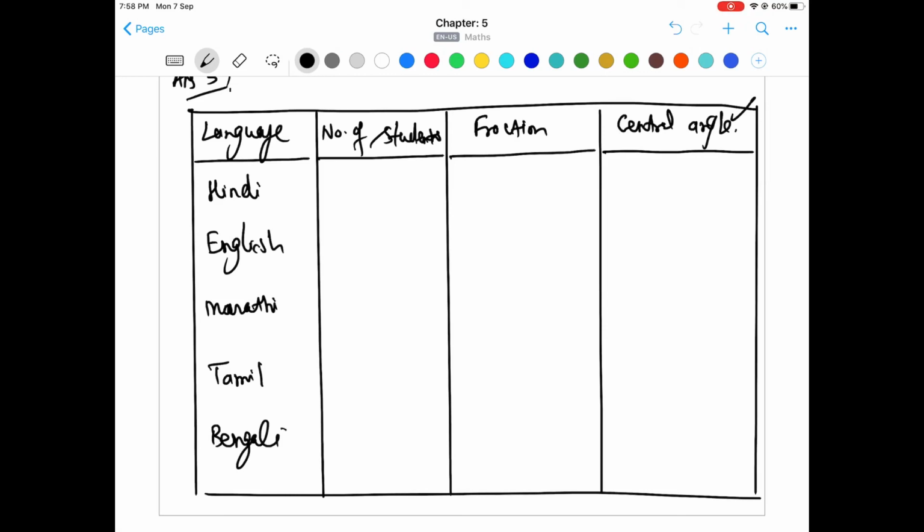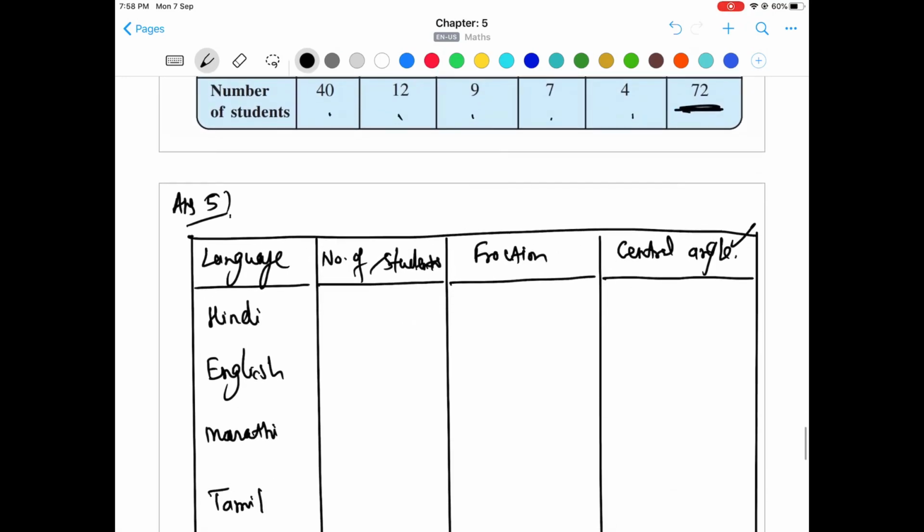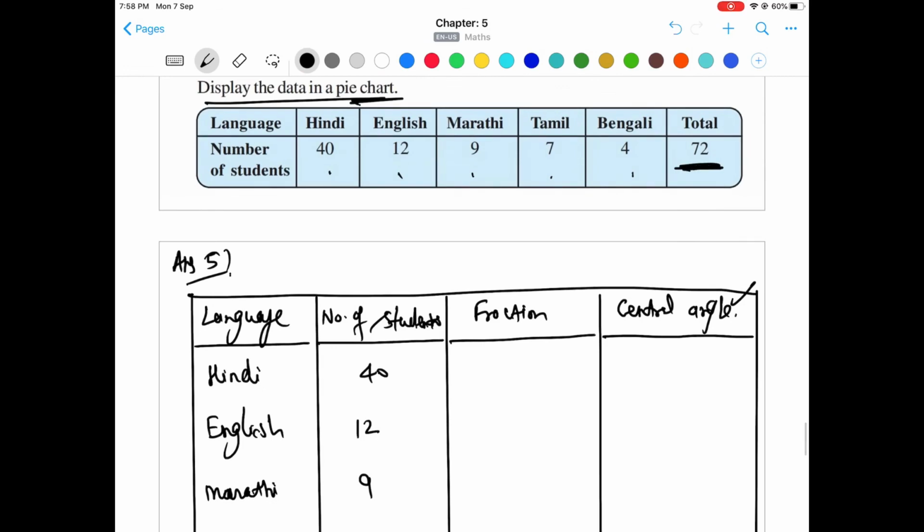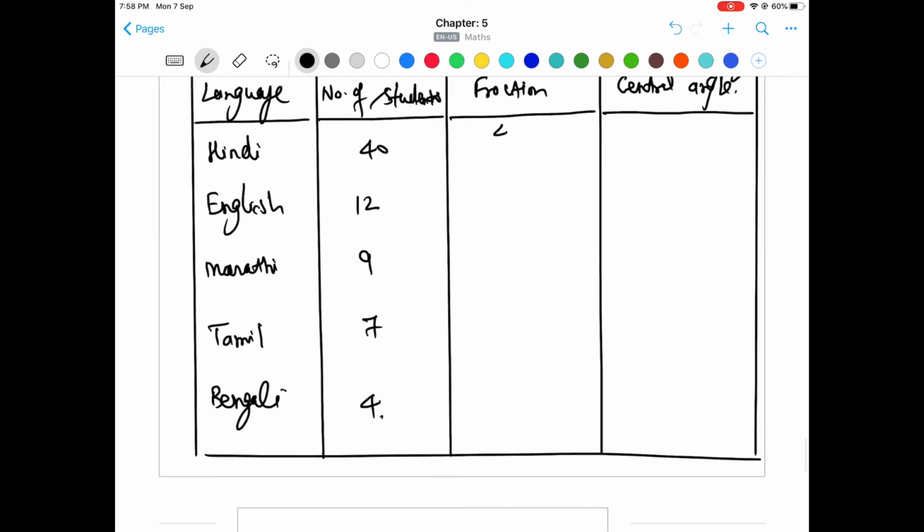Okay, so the number of students for Hindi is 40, English 12, Marathi 9, 7 for Tamil and 4 for Bengali. So let's write its fraction. It's given here the total number of students is 72, so the fraction will be 40 by 72, 12 by 72, 9 by 72, 7 by 72, and the last one is 4 by 72.